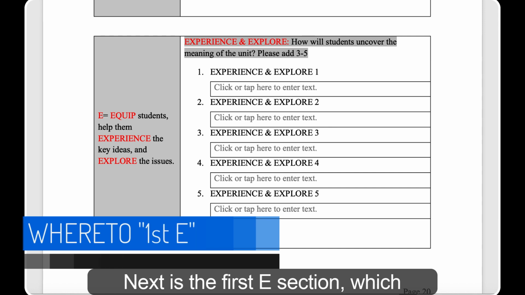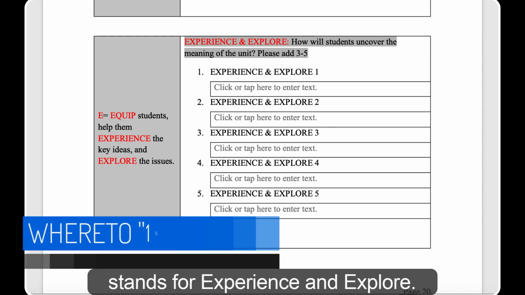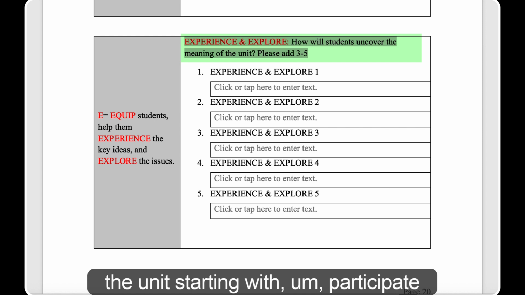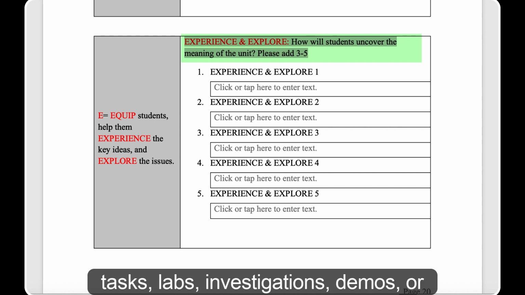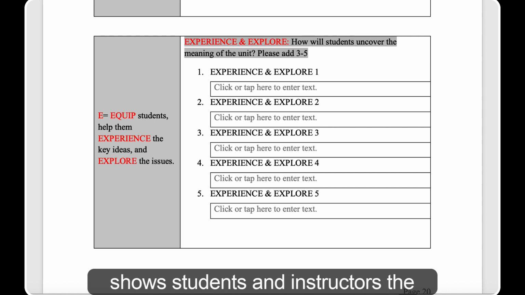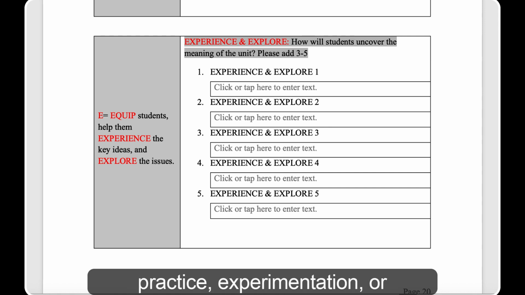Next is the first E section, which stands for experience and explore. This shows students what they will experience and explore throughout the unit, starting with how they will participate in authentic tasks, labs, investigations, demos, or models throughout the unit. It also shows students and instructors the concepts that will be examined through guided inquiry, through practice, experimentation, or discussions, both in print or online.